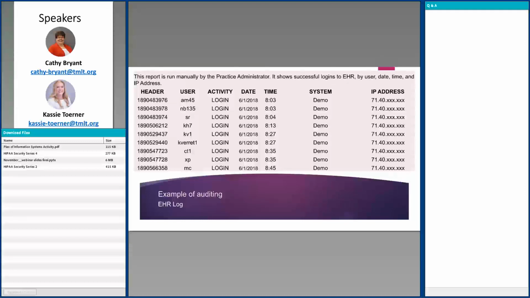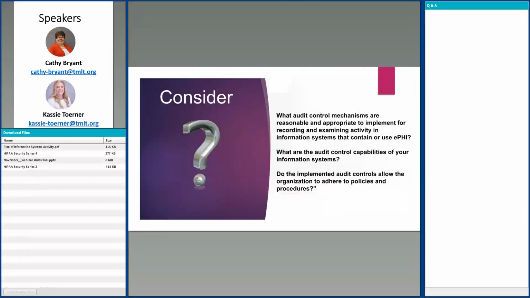And again, we have another example for you of a log that you can run from your EHR. Most EHRs have the ability to run logs or audits of users and their activities. So you can see the user column, the time in and log out. And you should also be able to see other items that the user is doing and activities that they are partaking in whenever they are in the EHR.